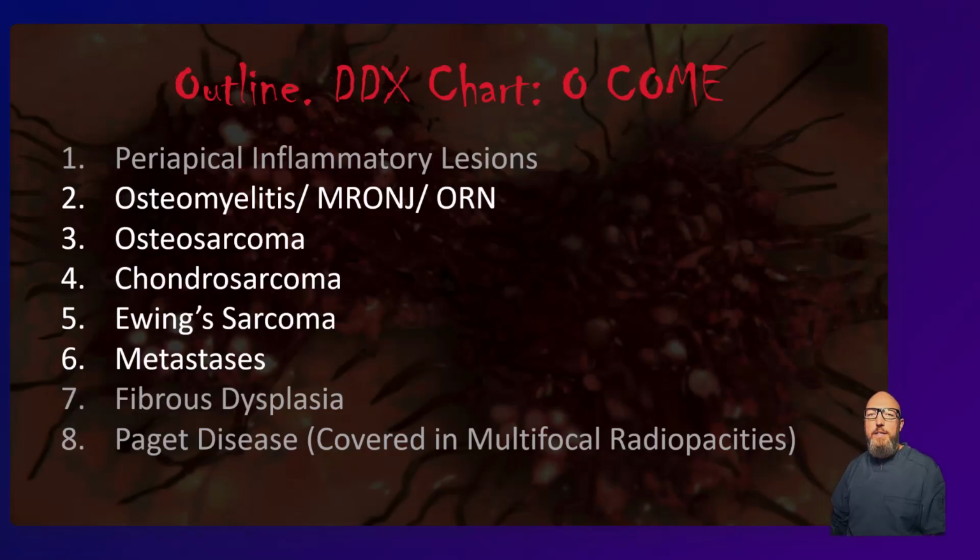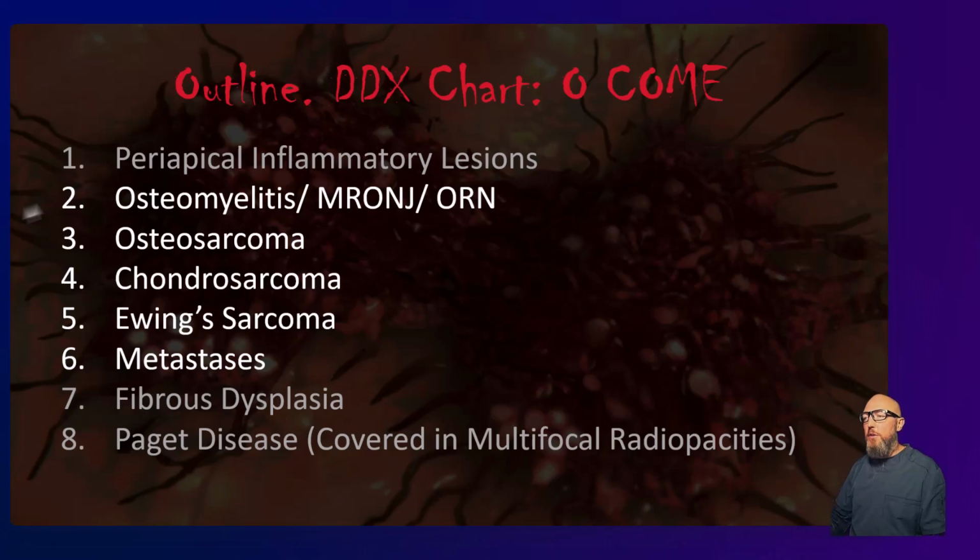So quick orientation, go back to your differential diagnosis chart. There's one box called COME, C-O-M-E, the acronym to help remember this. I should have called it OCOME because there's really two O's. I wanted to start with osteomyelitis because that's common and something you're going to see a lot of, something we really need to be able to identify as a dentist. Then I talk about osteosarcoma and chondrosarcoma together because they can look similar. Then we have Ewing sarcoma and metastases. The rest of these we've either covered or we're going to cover Paget's in a future lecture.